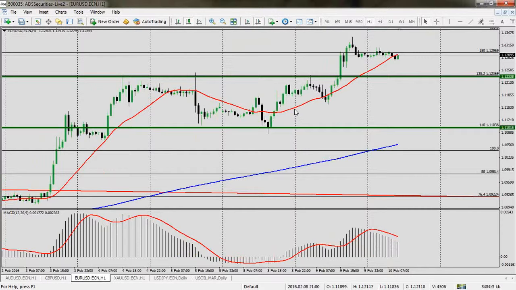Let's move on. Euro dollar. If you remember from our discussion yesterday, we were looking for long opportunities just above the 1.1240 level.